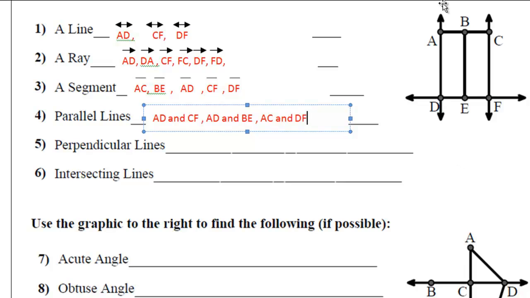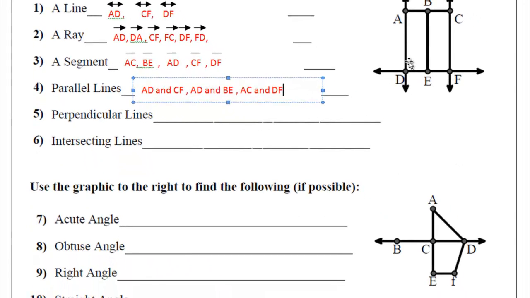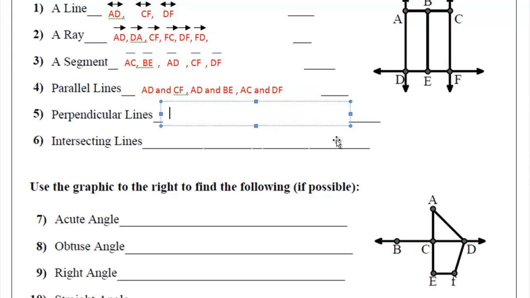Perpendicular lines mean they make a 90 degree angle, like here. So AD is perpendicular to DF. So here the perpendicular lines are AD and DF. CF and DF. What else? AC and DF. Okay, we have more.